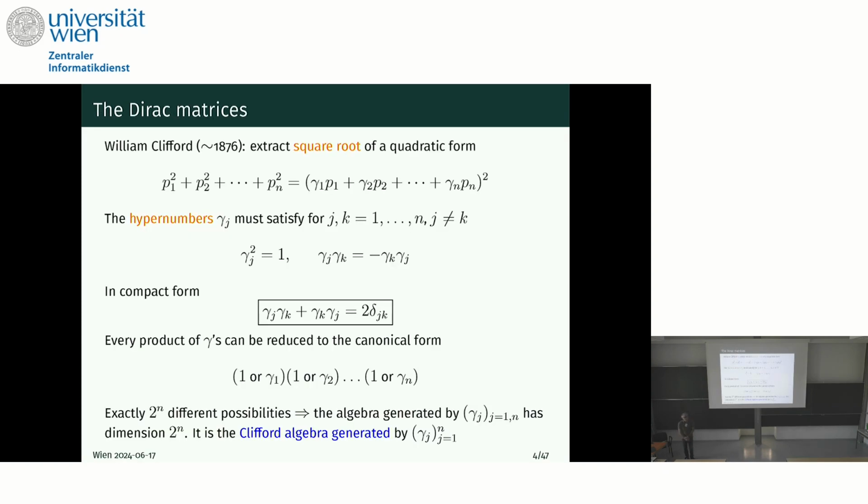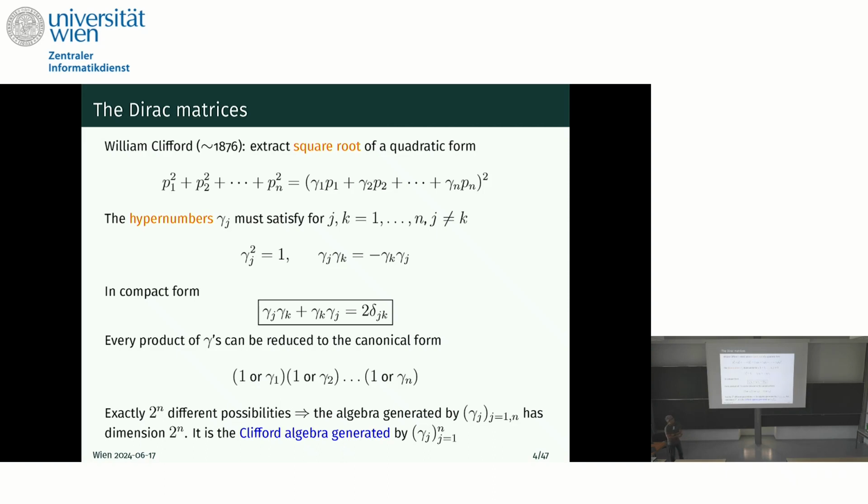Let me start with a very short, I promise, very short introduction on Dirac matrices, because most people are probably not familiar, but it's just very simple stuff. So the basic idea is this one. That's why the name of Clifford is involved in this kind of algebras. So the problem was to extract a square root of a quadratic form, and so you want this identity to be true. This cannot be solved with complex numbers, of course.